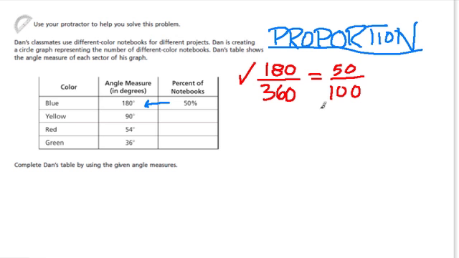You can also think that to go from 100 to 360, I have to multiply by 3.6. Same thing is true here. 50 times 3.6 does give me 180, so it's proportional.